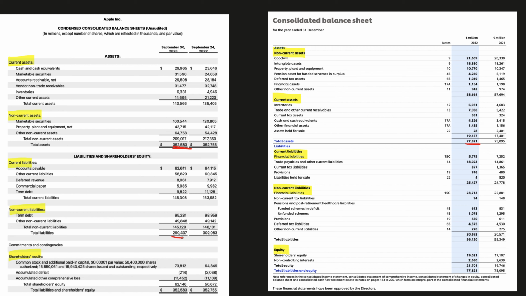The total liabilities are listed right here, and the equity. If you add this up, they will be equal to the total assets.